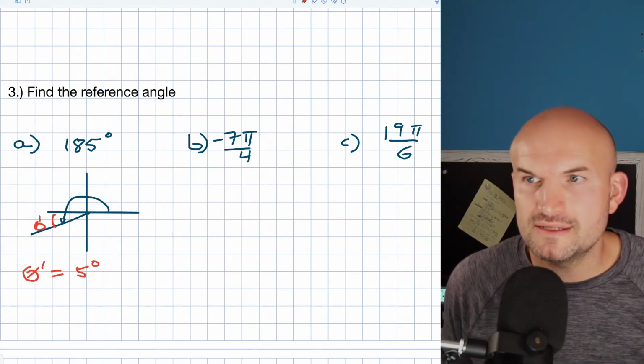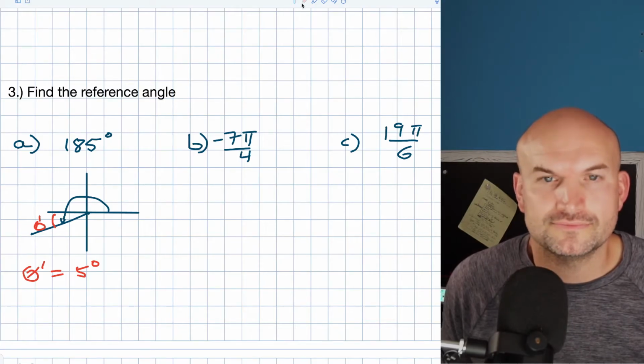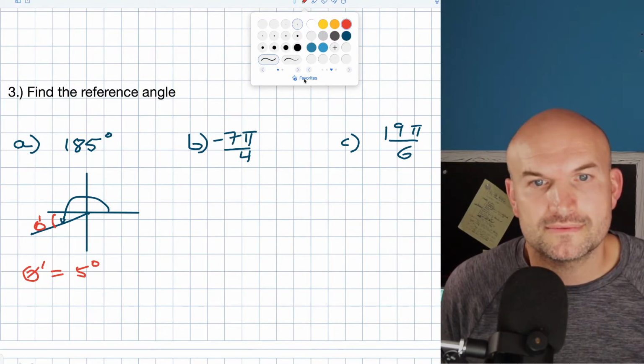Oops, where's this thing? In the next example here, oh, that's my favorite. There you go.